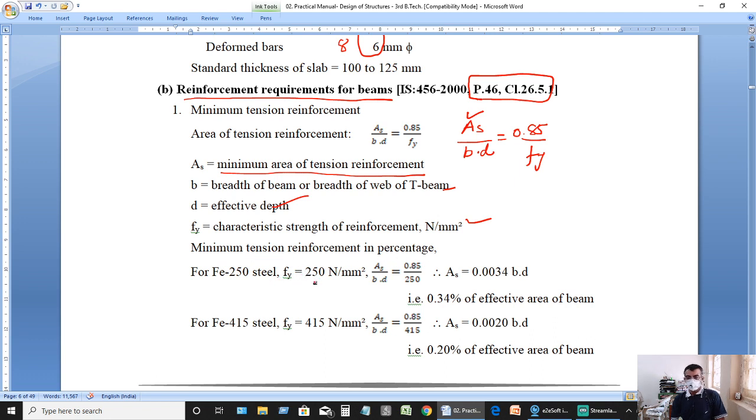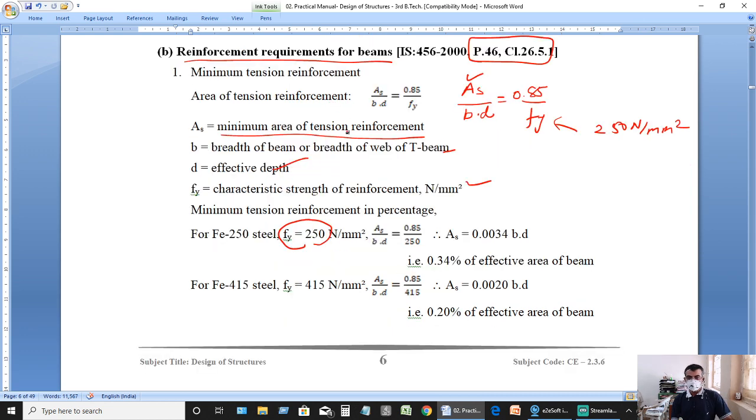So if you put fy is equal to 250, if you are using 250 grade steel, then you will get As upon bd equal to 0.85 upon 250, which is something like 0.0035. It means 0.35% of the effective area of the beam. If you are using 415 grade steel, then it will be 0.20% of the effective area of the beam.